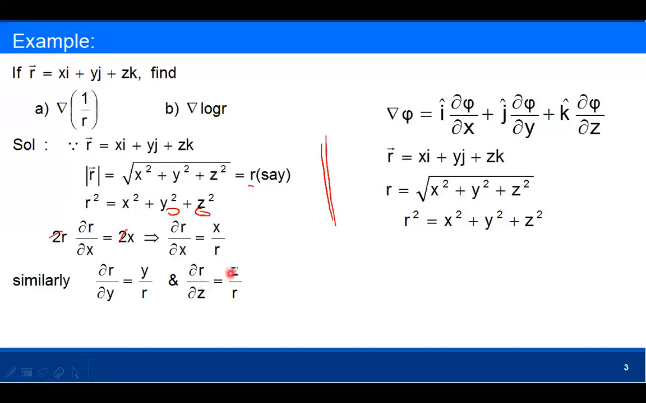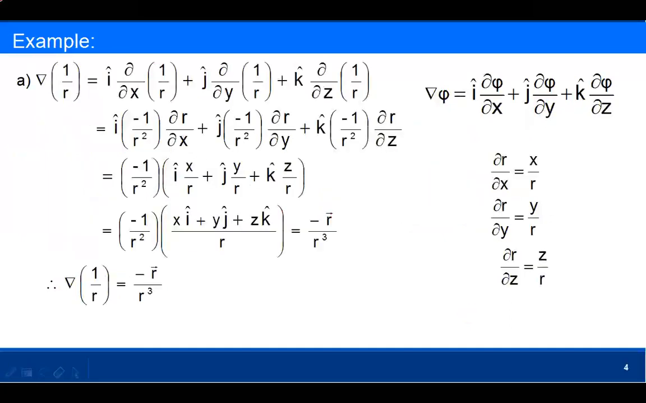Now find this. So del of 1 by r. What is the gradient of a scalar function phi? That is i dou f by dou x plus j dou f by dou y plus k dou f by dou z. Now this phi is replaced with 1 by r. That is i dou by dou x of 1 by r plus j dou by dou y of 1 by r plus k dou by dou z of 1 by r.